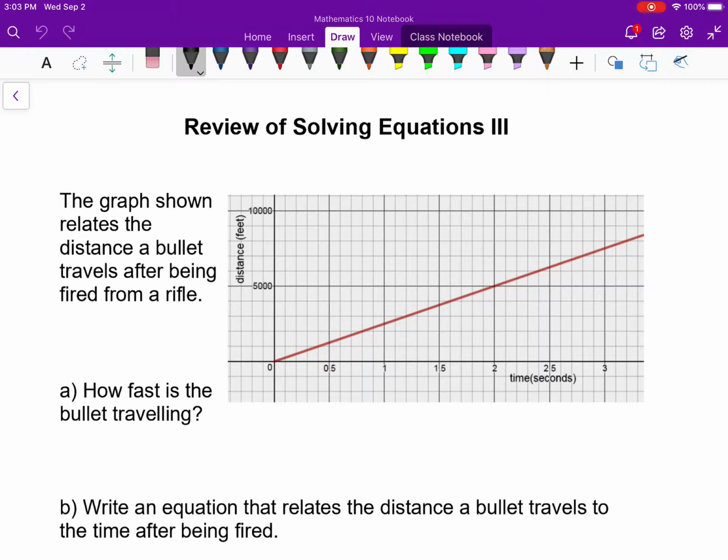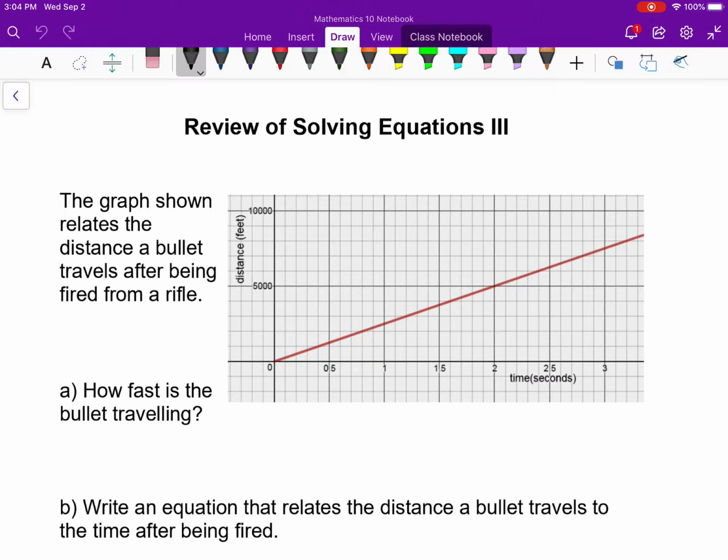Doesn't mean it's easy. So the first question here involves this graph which shows the distance a bullet travels after being fired from a rifle. And if you look at the details of the graph, you see time is on the x-axis and distance in feet is on the y-axis.